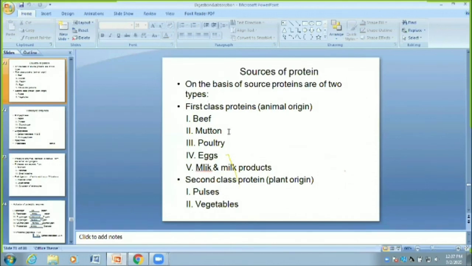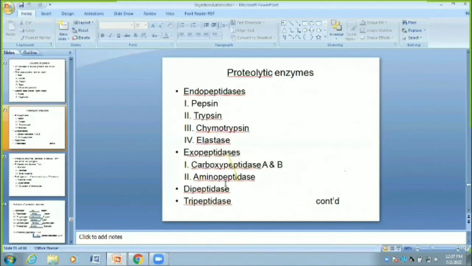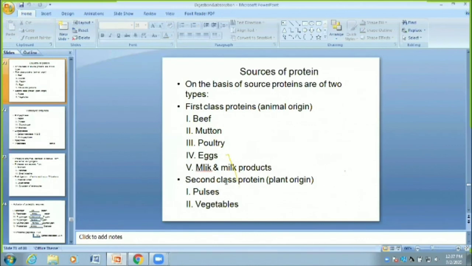Protein digestion. Do you know what the proteins are? Beef, mutton, poultry, eggs, pulses. Even second class proteins we should mention. Pulses, vegetables, they are the second class proteins. They are second class proteins because they lack or are deficient in one or more essential amino acids.